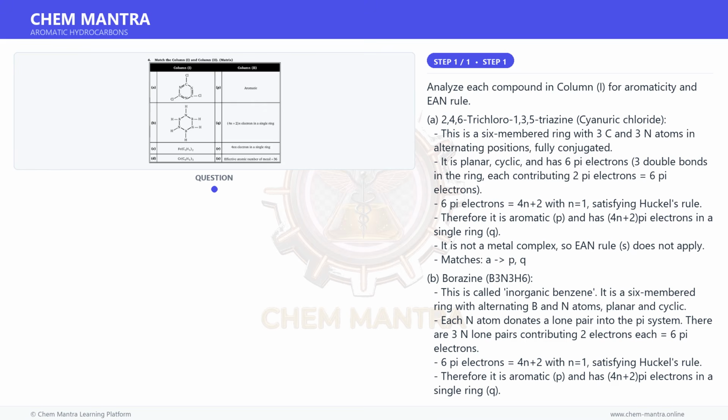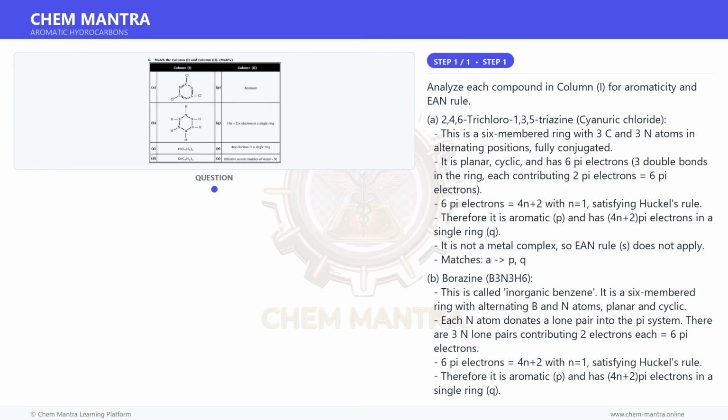Each N atom donates a lone pair into the pi system. There are 3 N lone pairs contributing 2 electrons each, equal to 6 pi electrons. 6 pi electrons is equal to 4n plus 2 with n equal to 1, satisfying Huckel's rule. Therefore, it is aromatic, P, and has 4n plus 2 pi electrons in a single ring, Q. It is not a metal complex, so EN rule, S, does not apply.